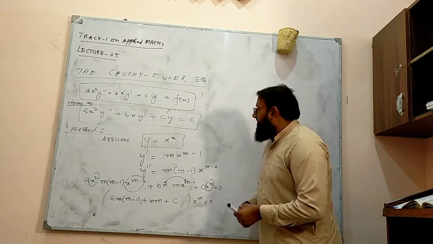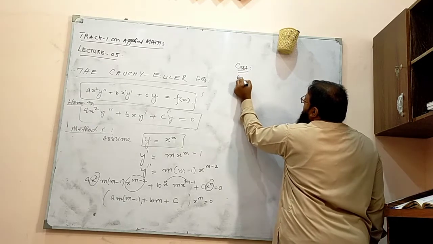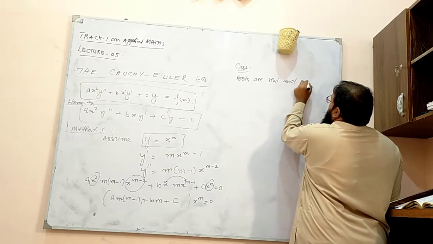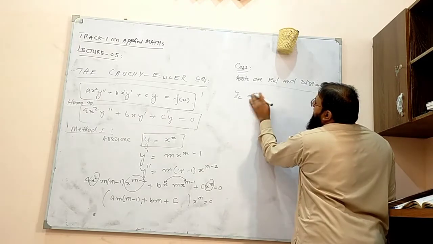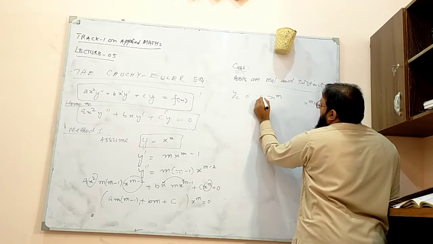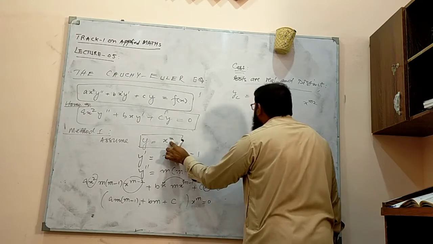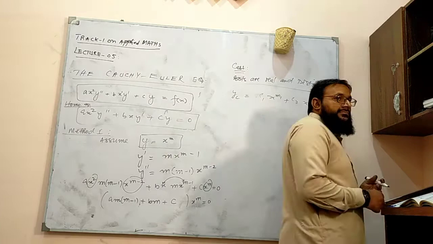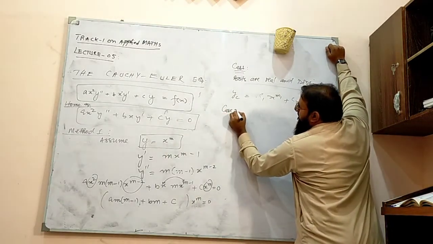So you solve this. Case 1: roots are real and distinct. The idea is very simple in this case. Your solution yc would be x power m1, x power m2, because our assumed solution was this one. You will put the value of m1 and m2, and you will simply take the linear combination. That's the solution.